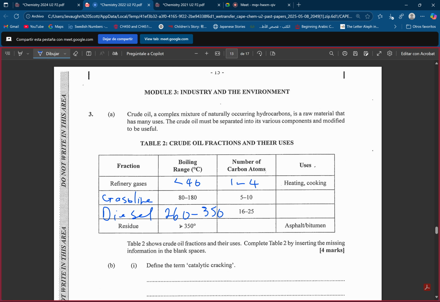And then we have the uses now. The uses for gasoline, right? Gasoline we did what for cars? So fuel, right? Generally there. Diesel would be known for what? This is for cars, and then this now would be fuel for what? Trucks and stuff like that. Truck engines, etc. Residue, that would be greater than 350. Number of carbons would be greater than 25. And uses would be asphalt and bitumen. That's what we use it for.